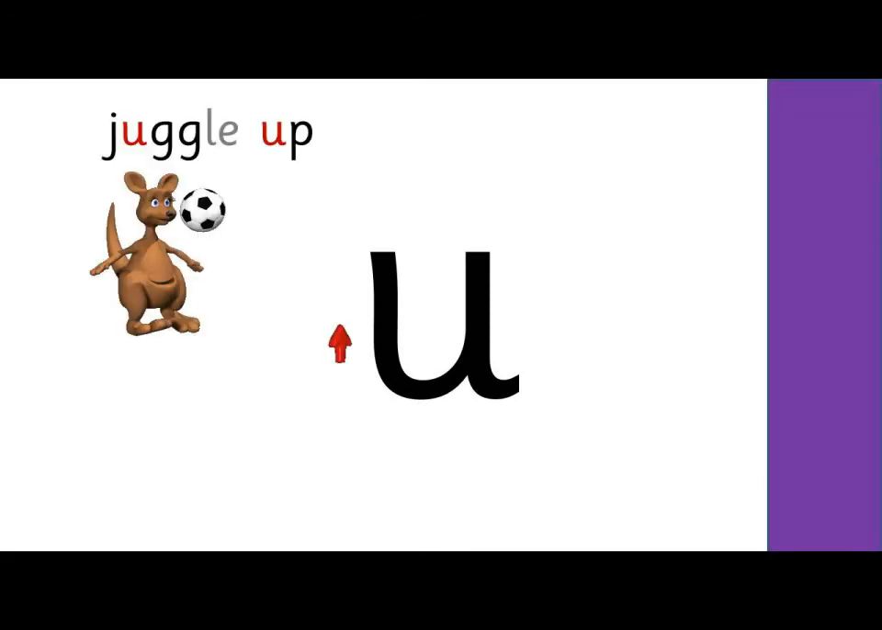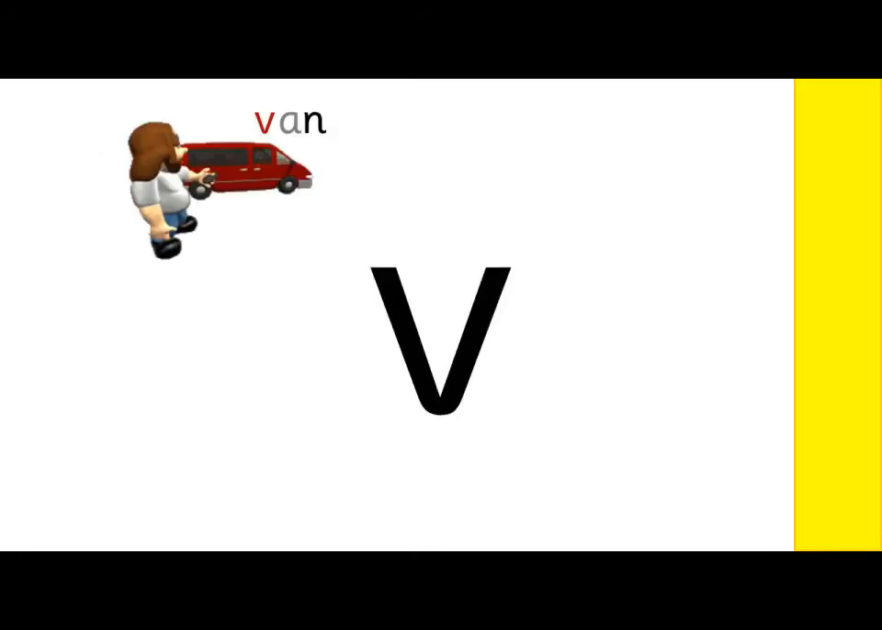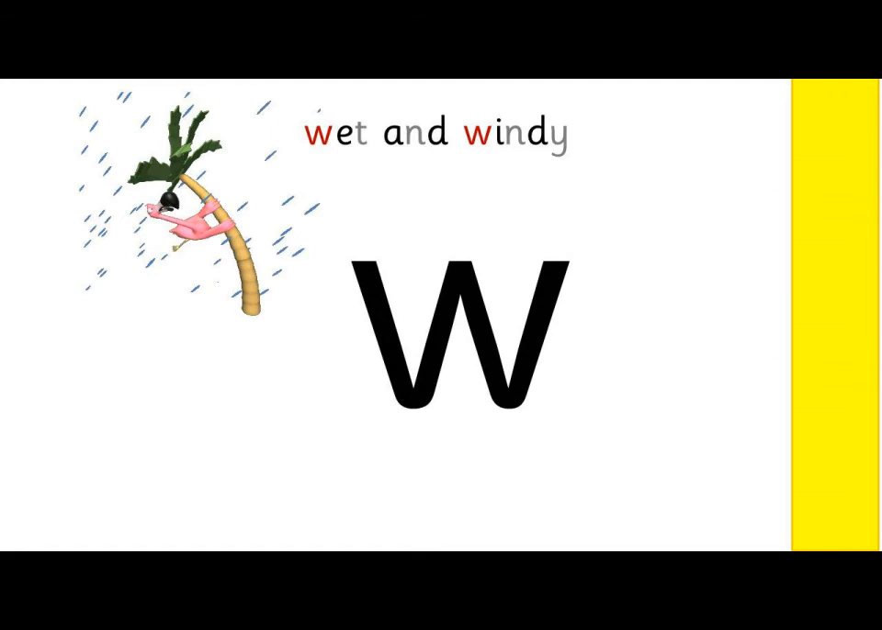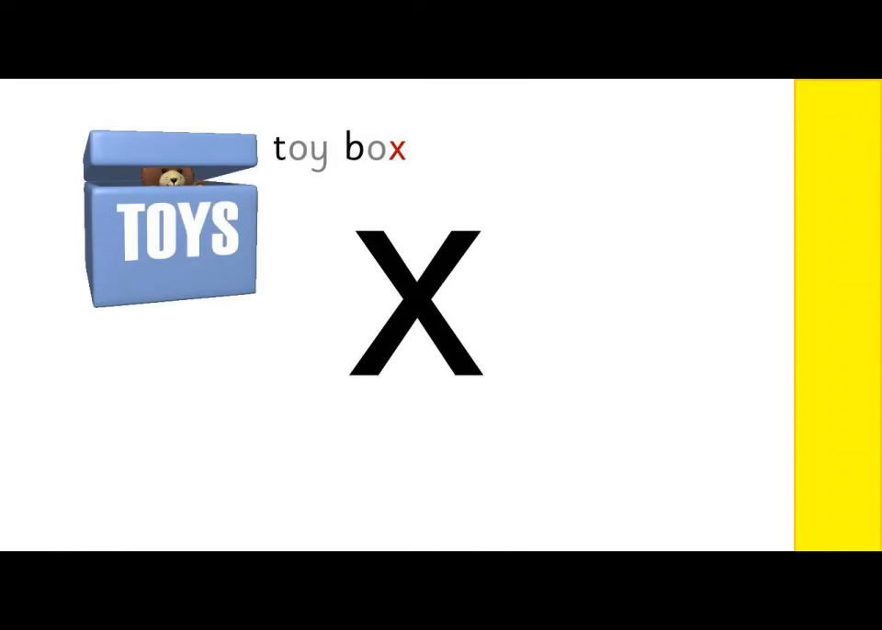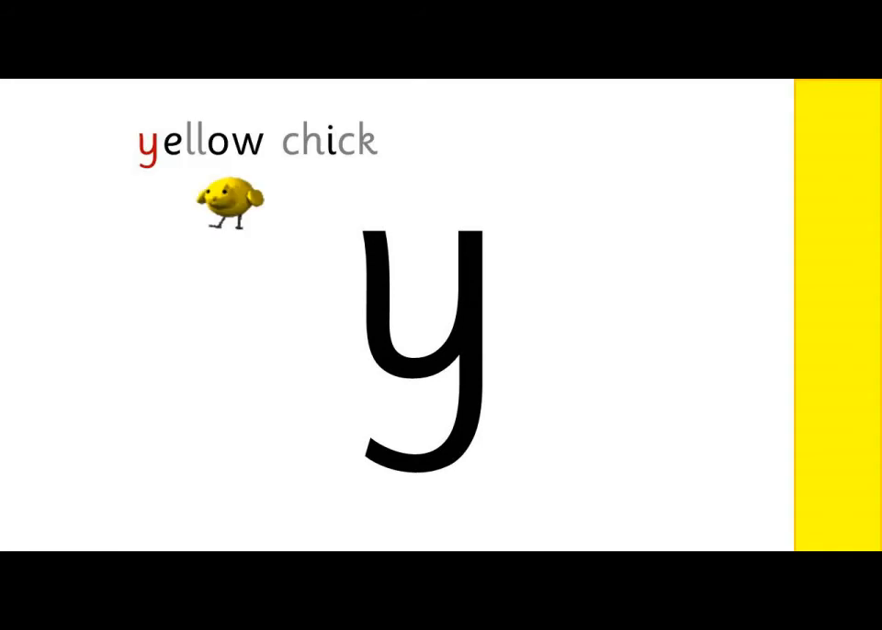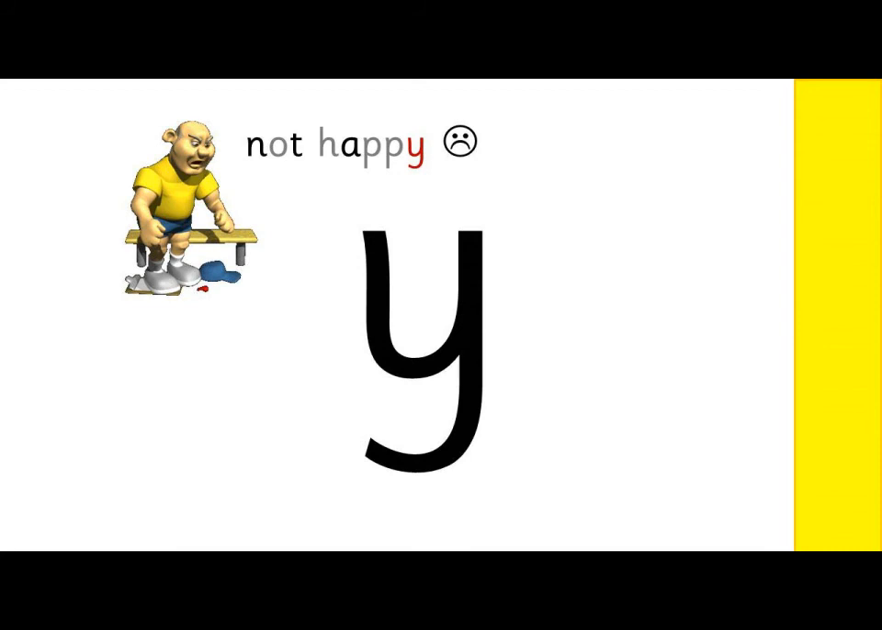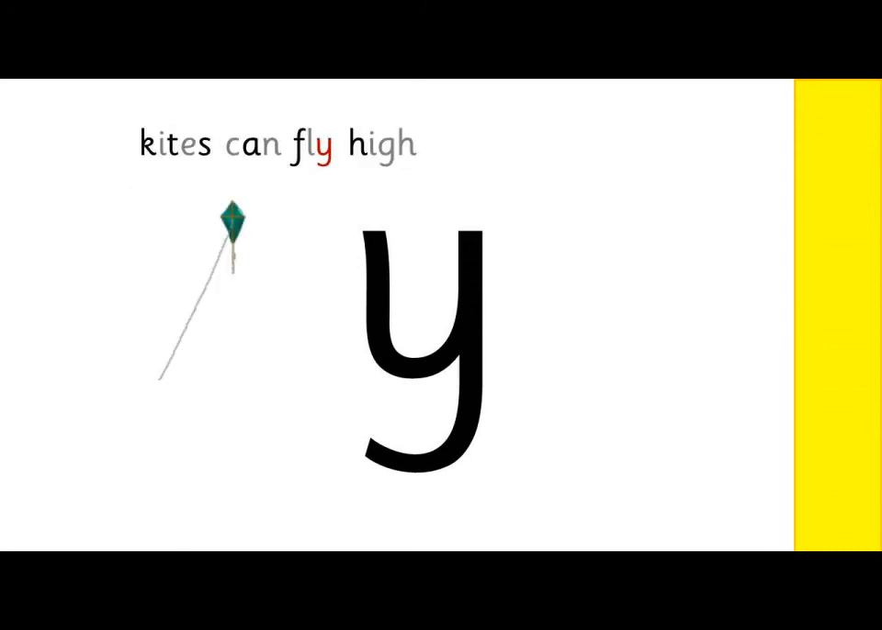U is a picture of A in the purple level. V is a picture of V in the yellow level. W is a picture of W in the yellow level. X is a picture of two sounds, X in the yellow level. And Y is a picture of Y in the yellow level. E in the yellow level. I in the yellow level. Z is a picture of Z in the yellow level.